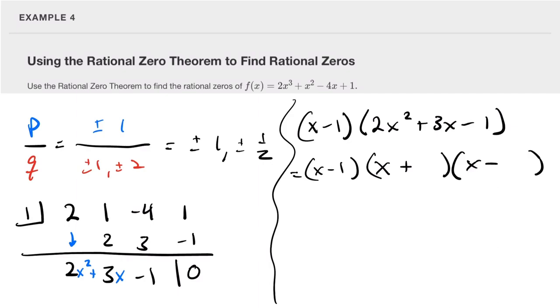Nope. No, we got to back up. I think I'm gonna use factor by grouping. So let me back up here. Let's see. So because the leading coefficient is not 1, we have to say a times c. So that gives me a -2. The factors of -2 are, it looks like, maybe we don't have a rational zero here.